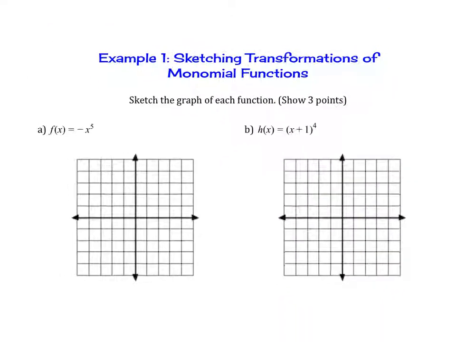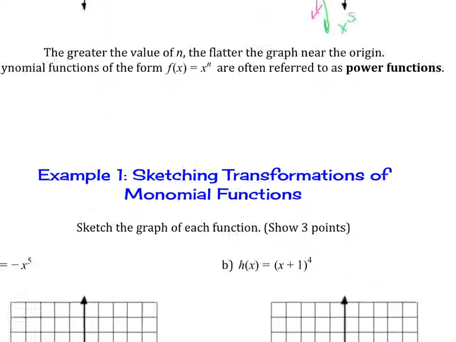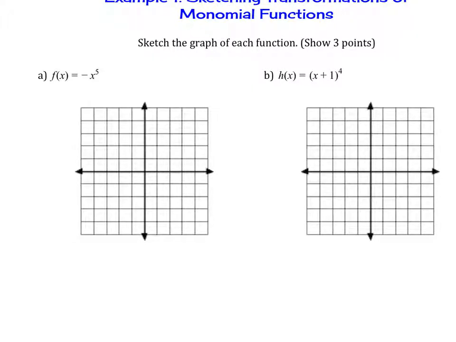So we're going to sketch transformations of monomial functions, showing 3 points on each. So we have f of x equals negative x to the fifth, h of x equals x plus 1 to the fourth. So if I think about the negative, a negative is a reflection, and we know that x to the fifth is similar to x to the third. So we can say that it looks like this. It's in the center. And if I plug in a positive 1, you would notice I would get a negative 1. If I plugged in negative 1, I would get a positive 1. And then you just sketch it.